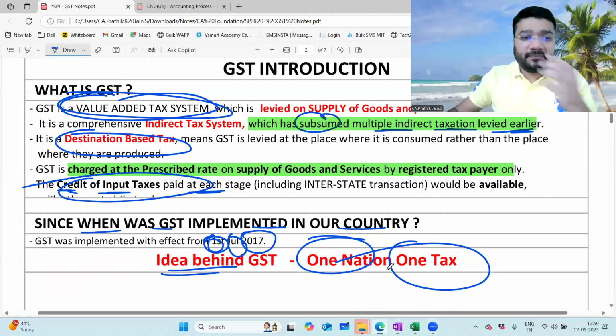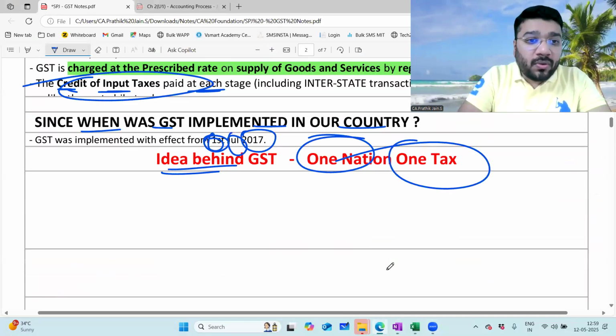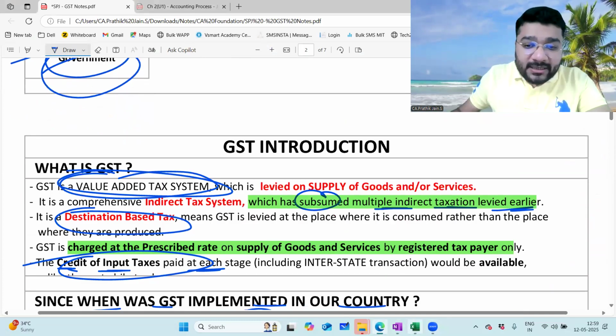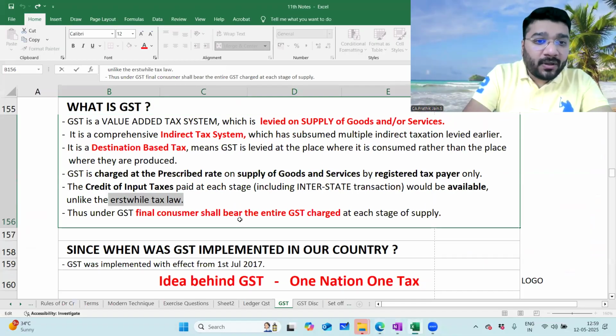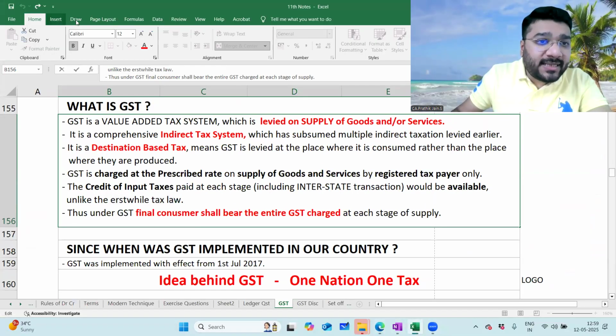Any problem here? Now, I told you I'll explain what is GST, the value added tax system. Is this explained?